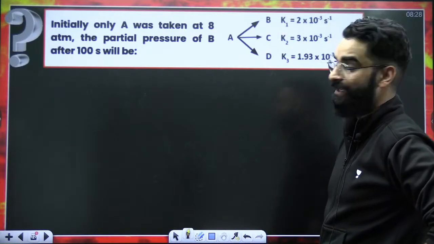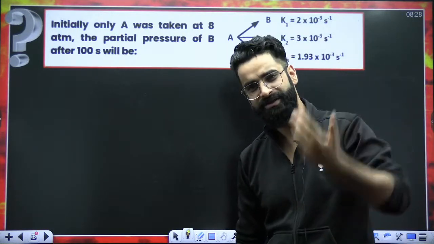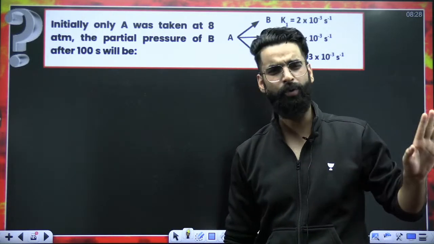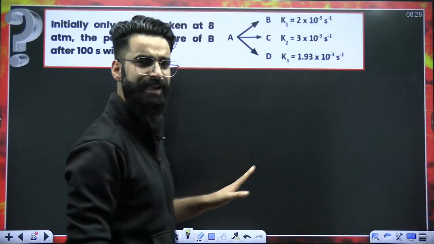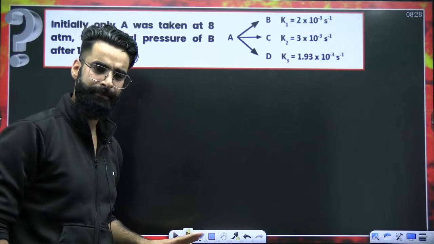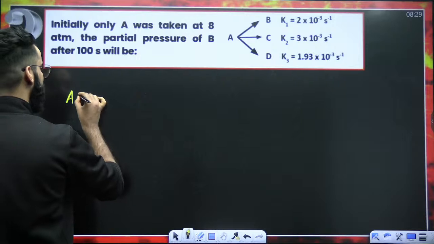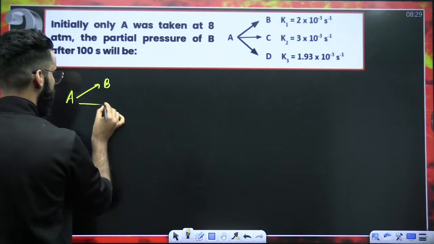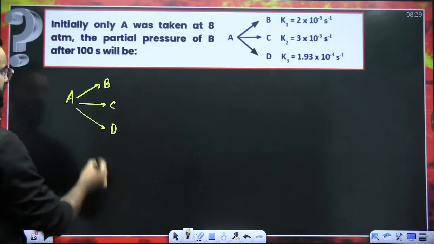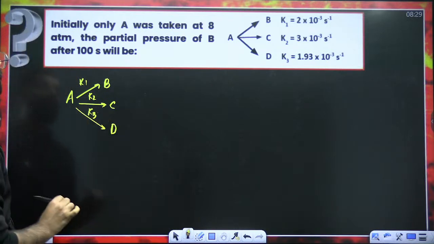Initially, only A was taken at 8 atm. See guys, whatever treatment you do with moles, the same treatment you do with concentration as well. Same treatment you do with pressure as well. Right? Same treatment, no change at all. Assume moles is equal to concentration is equal to pressure. Same treatment everywhere. Look at this question. We are given the reaction A gives B, A gives C, and at the same time A gives D. K1, K2, K3 are given to us.